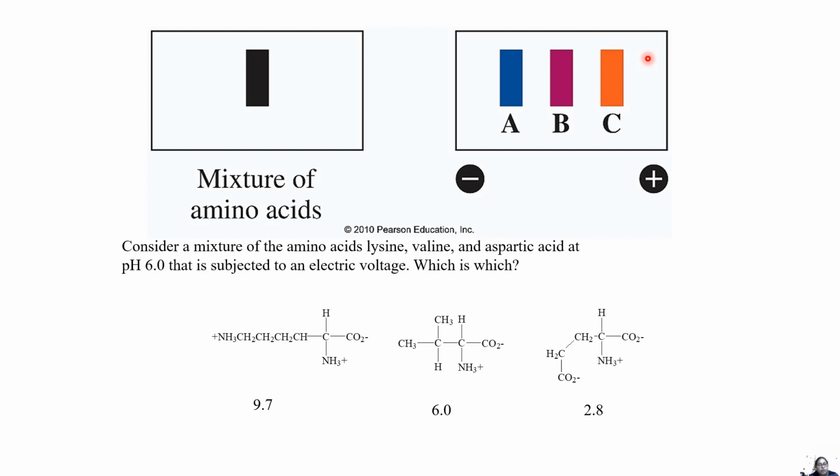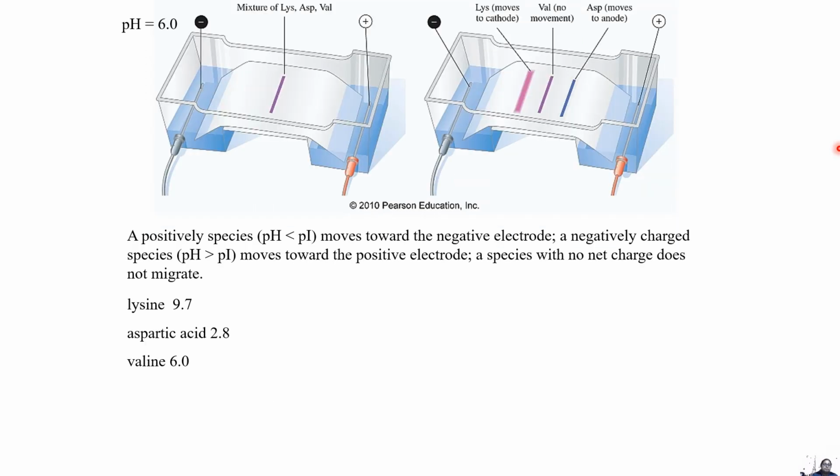Now, this is a mixture of amino acids, and if we consider a mixture of the amino acids glycine, valine, and aspartic acid at pH 6.0 that is subjected to electric voltage, which is which? You can get to know the PI, or isoelectric point, of these amino acids, and from that we can try to figure out this type of question.